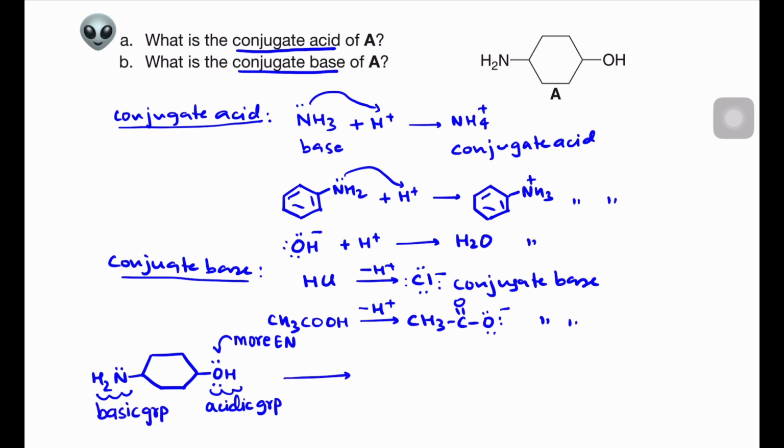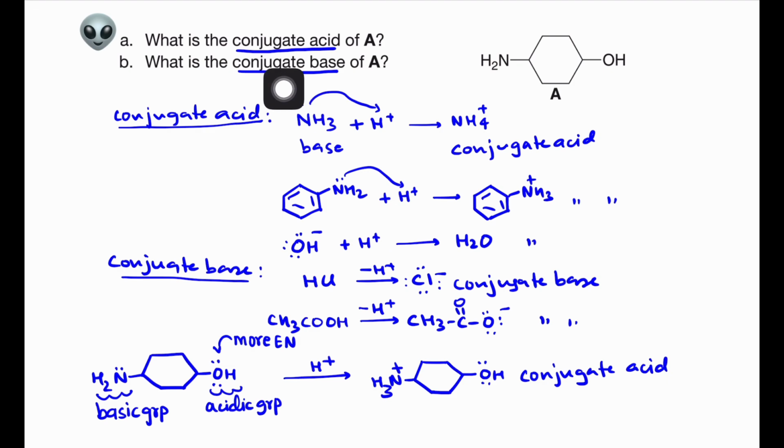So suppose first I have to figure out what the conjugate acid is. So I will give H+ to it. Okay. And who will be taking the H+? The more basic group. So it will take the H+, and we will get NH3+. This is the conjugate acid.